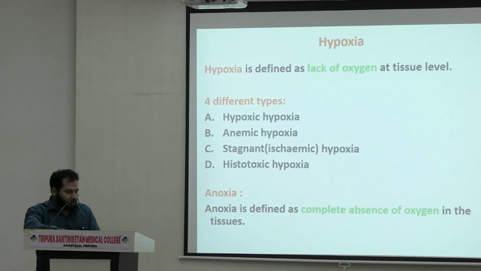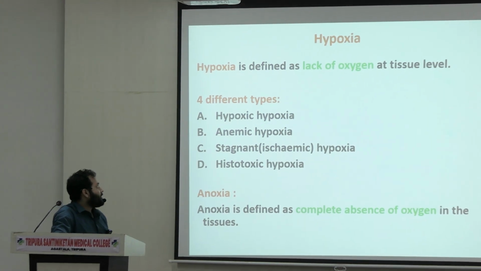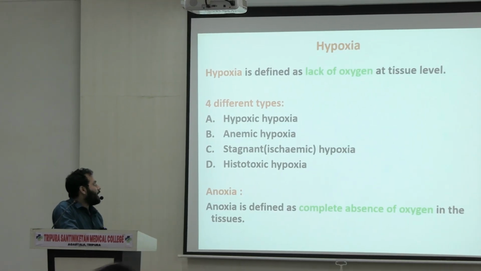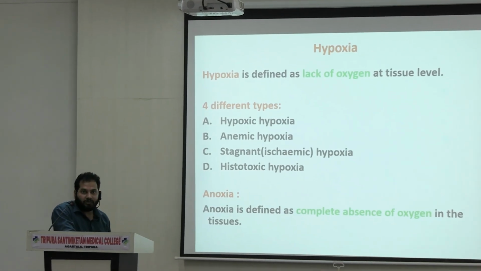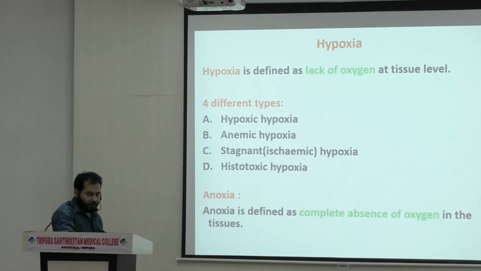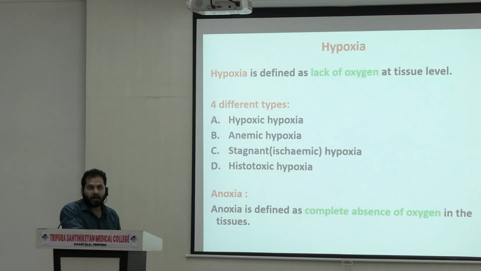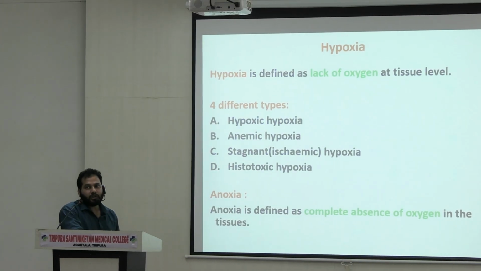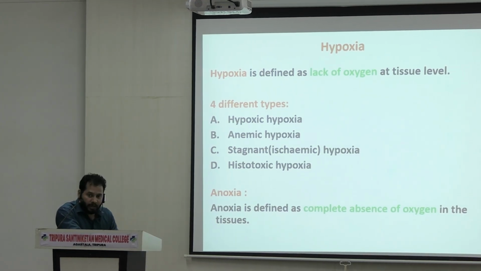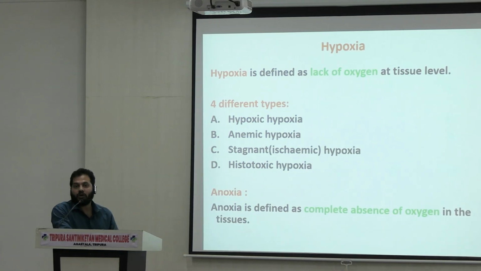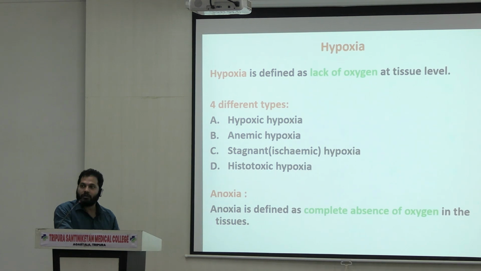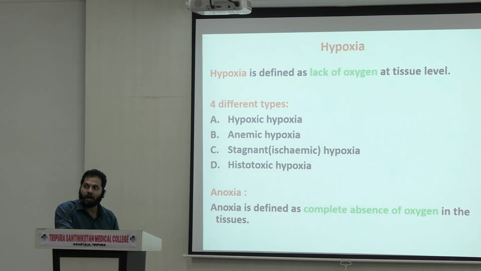So what is the physiological basis of hypoxia? It is defined as a lack of oxygen at the tissue level. A very important point: if you see the level of oxygen at the tissue, there is a deficiency of oxygen at the tissue level in hypoxia. This hypoxia can be classified into 4 different types, and the characteristics of all the 4 types are different.